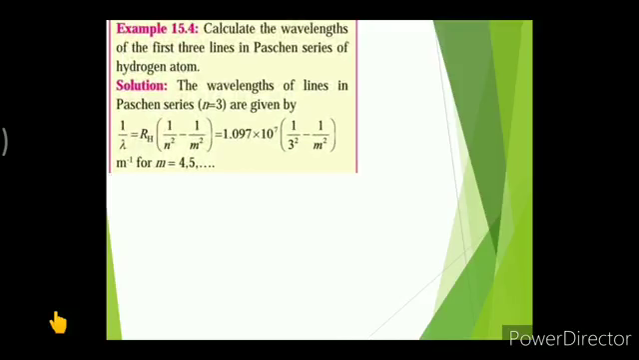As the wavelengths of the lines in the Paschen series, n is equal to 3, and hence by using the basic formula 1 upon lambda is equal to RH in bracket 1 upon n square minus 1 upon m square. So the value of n for the Paschen series, here we have to take as 3. RH is the Rydberg constant. We know the value is 1.097 into 10 raised to 7 per meter.